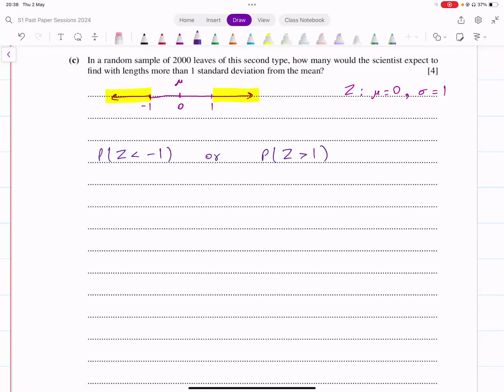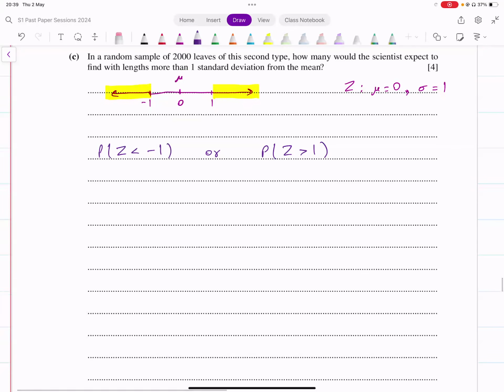This is the probability of one leaf having a length that is more than one standard deviation away from the mean. Then once we find the probability for one, we can just multiply that by 2000 to find the expected number. But for now, let's find the probability of one leaf satisfying that criteria. Okay, so more than one standard deviation away from the mean, what does that mean? It's either less than -1 or greater than 1. Z less than -1 or Z greater than 1.